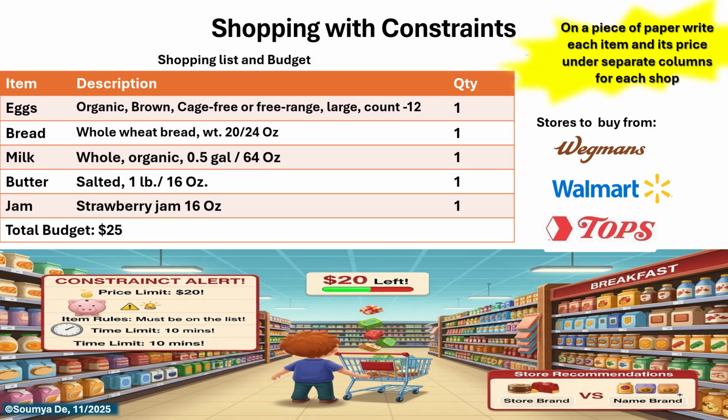Let's change gears. It's time for a shopping spree with a twist. You have got a breakfast shopping list. Descriptions of each item are provided. A budget limit, you can't spend more than $25, is also provided. Your mission: pick the best items without overspending. Sound familiar? It's like when your parents say you can only get one toy under $20. Those are constraints, and they force you to make smart choices.